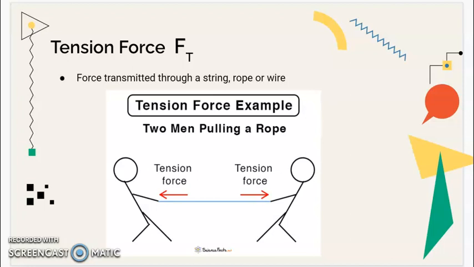Then we have tension forces. This is a force that is transmitted through a string, a rope, or a wire. So we've got two people pulling on a rope here, and they feel the tension force of that wire. This tension force is equal on both objects that are pulling on it, and we would draw the arrows to show tension force alongside the wire.